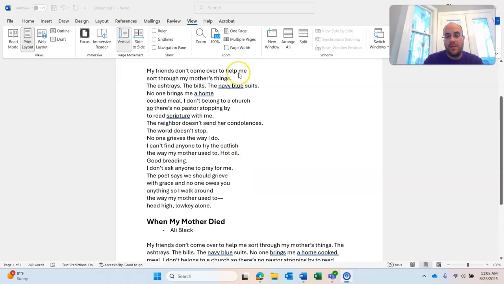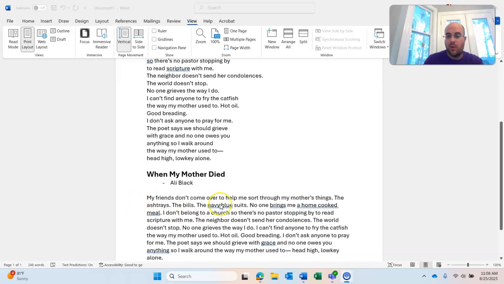And so you see, without the broken lines, the poem tends to move horizontally, just like a paragraph you might write for an essay in English 111 or 112. The only reason when we're reading it we jump back to the left from the right-hand side of the paragraph is because the page ends. So you might read the first couple sentences as, my friends don't come over to help me sort through my mother's things. The ashtrays, the bills, the navy blue suits. No one brings me a home-cooked meal, etc.